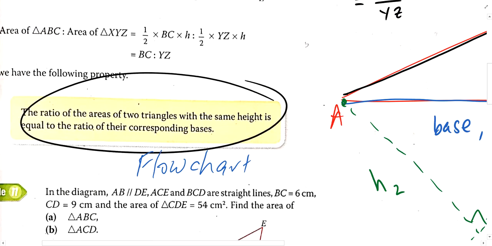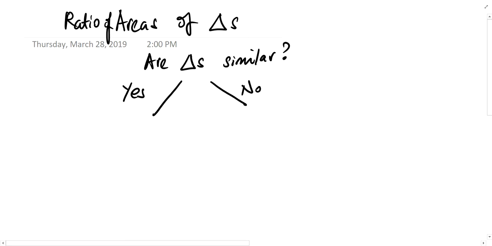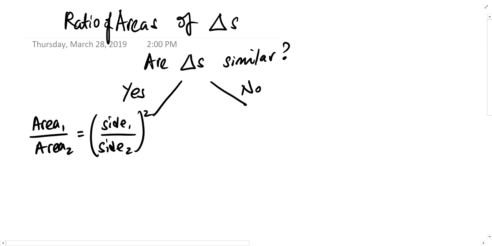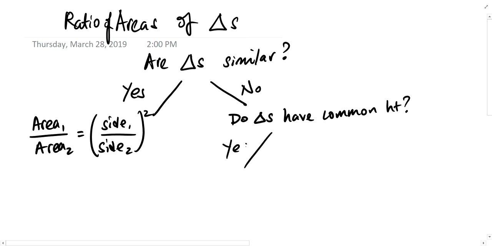Okay? For the ratio of areas of triangles, first, are the triangles similar? You have two options, yes and no. If they are similar, ratio area 1 over area 2 equals side 1 over side 2, squared. That's for similar triangles, similarly for similar shapes. What if they are not similar? Same height or not same height? So we ask, do the triangles have a common height? We have yes and no.